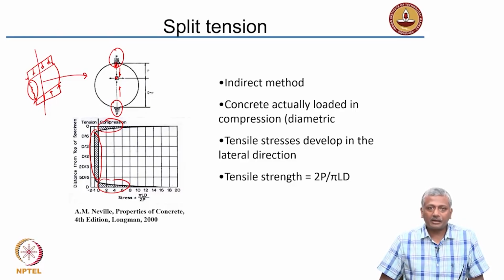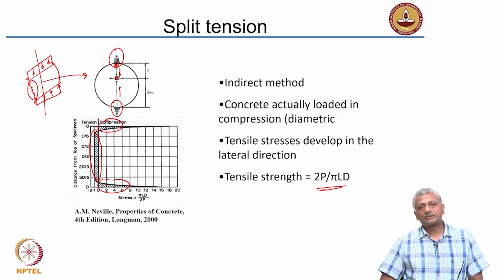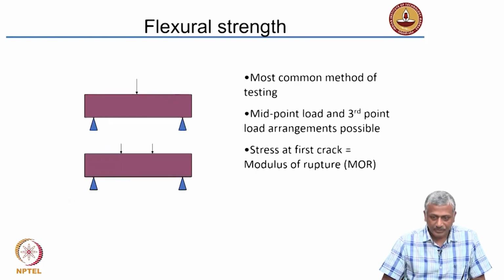So, here we can calculate the tensile strength quite simply with this equation: 2 times the load applied divided by pi times length times diameter of the cylinder. Okay. So, that is what is called an indirect tensile strength.